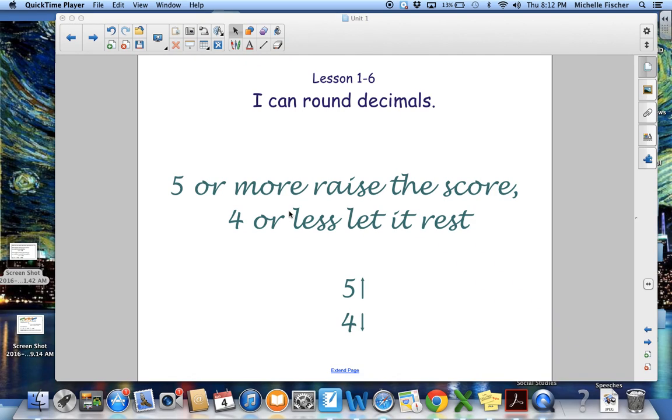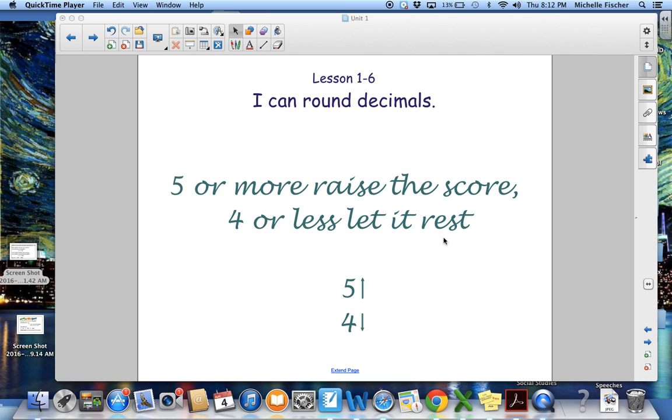Today's I can statement is I can round decimals. A saying that I've always taught my students in the past and often write on a poster or on the whiteboard when working with rounding is 5 or more, raise a score, 4 or less, let it rest. And I'll show you how that's going to apply to our lesson today.